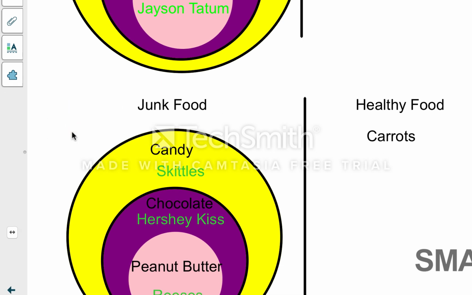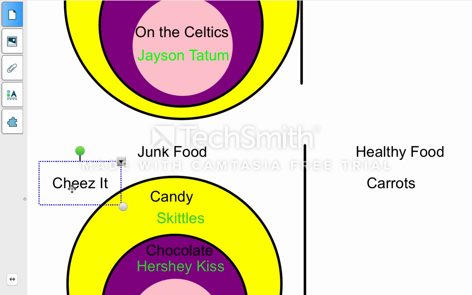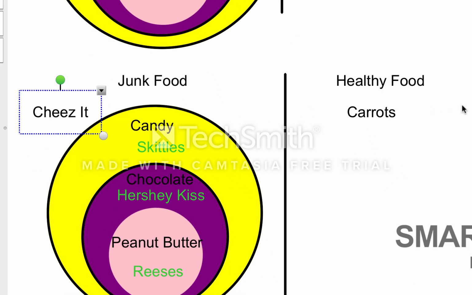Let's put Cheez-Its in here, huh? Can we go Cheez-Its? Cheez-It. And just imagine that this is green. But Cheez-Its would be a junk food that isn't a candy, that isn't a chocolate, that doesn't contain peanut butter. And then over here we have our healthy foods, the carrots.